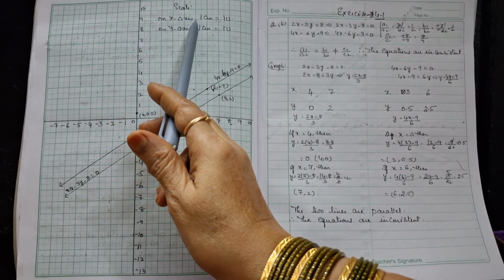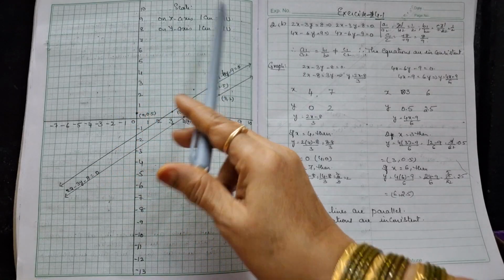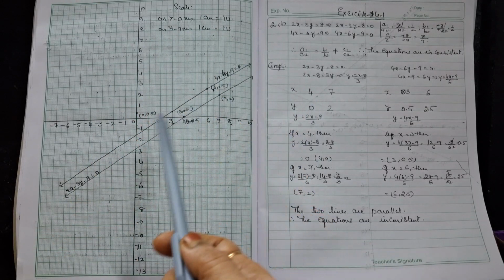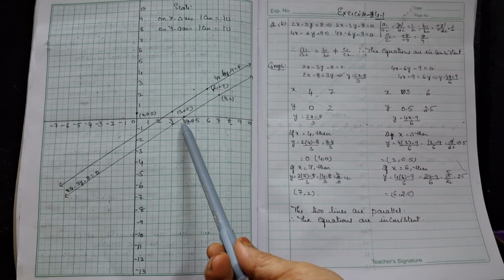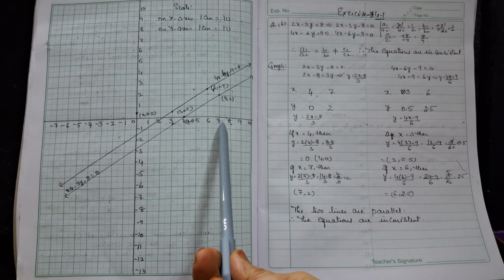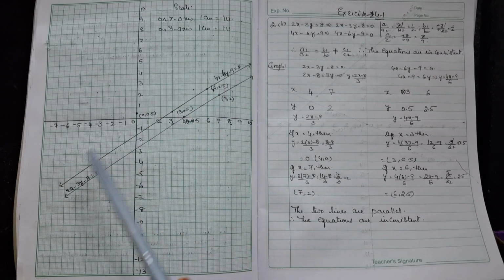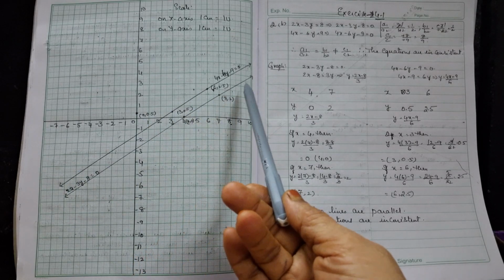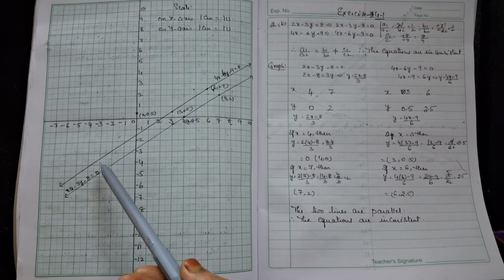Scale: I took on the x-axis 1 centimeter equal to 1 unit, and on the y-axis 1 centimeter equal to 1 unit. So for the first equation, (4, 0). So this is the point (4, 0). Next (7, 2). So this is 7 on the x-axis and this is 2 on the y-axis. So this is (7, 2). This is the line that I have got. This line is 2x minus 3y minus 8 is equal to 0.